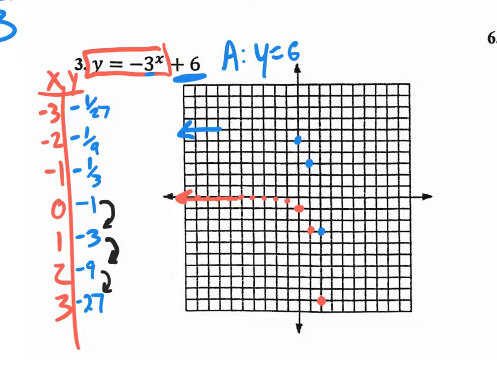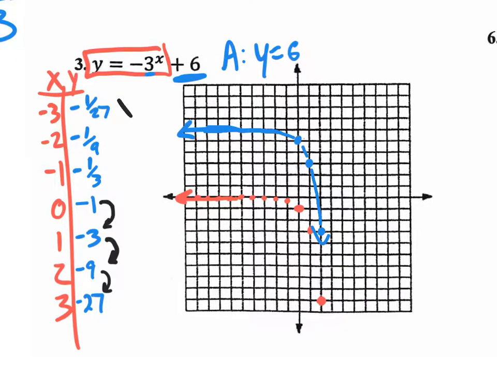So it's all about the blue dots, that blue line. Let's connect the dots. And we know it has to go to that asymptote. Whoops, got a little ugly right there. But that's your asymptote. That's your blue graph. That's your growth function in a negative direction with the asymptote at y equals 6.